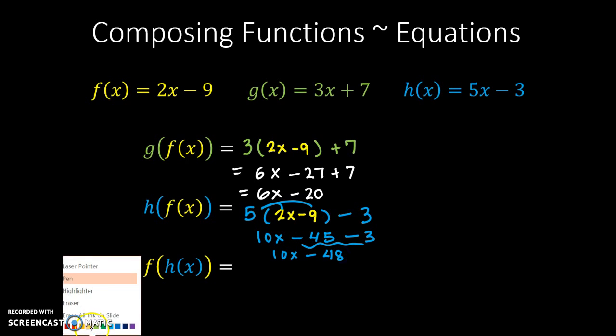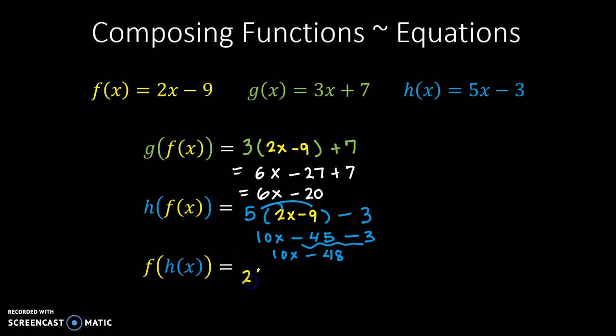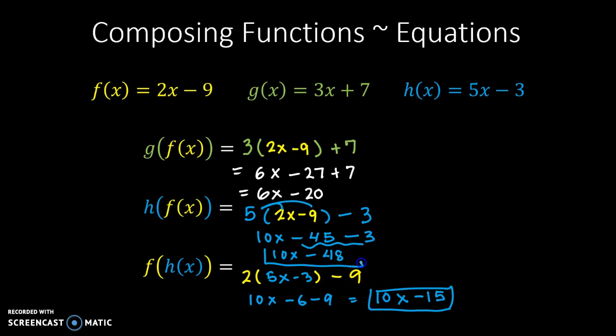And for the last one, f is the shell, so I have 2 times something minus 9, and h is what I'm putting in the shell, so h is 5x minus 3. So then I distribute, so I have 10x minus 6 minus 9, or 10x minus 15. And so these are my answers to that work after I go through the steps.